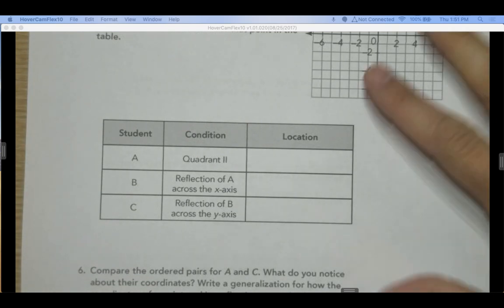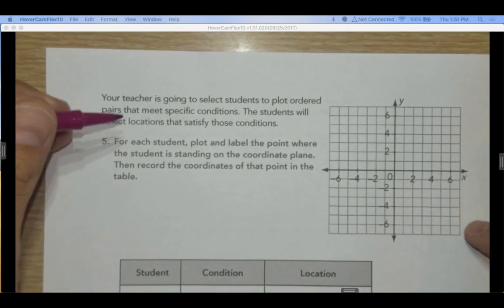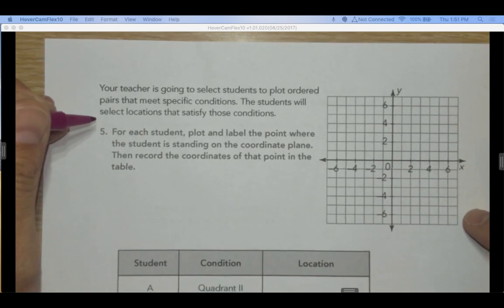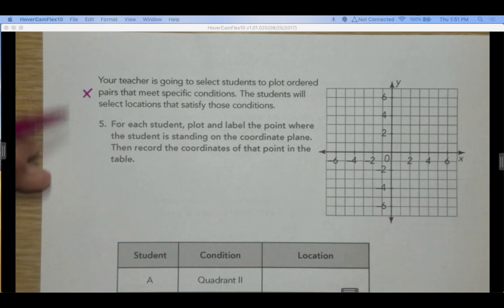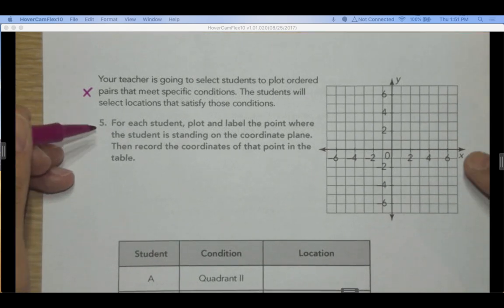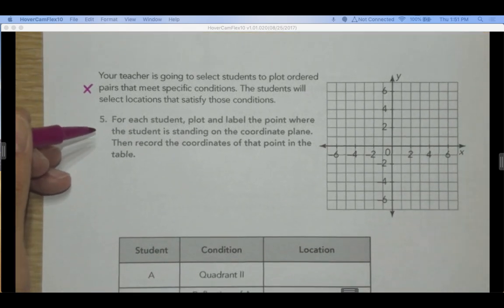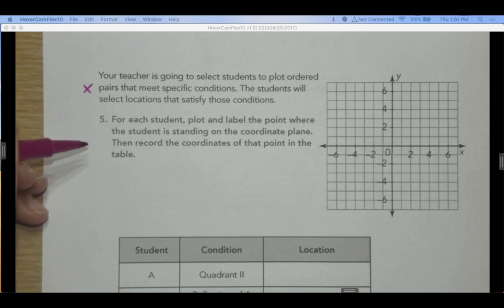All right, your teacher is going to select students to plot ordered pairs that meet specific conditions. No, I'm not. The students will select locations that satisfy those conditions. For each student, plot and label the point where the student is standing on the coordinate plane. Then record the coordinates of that point in the table.